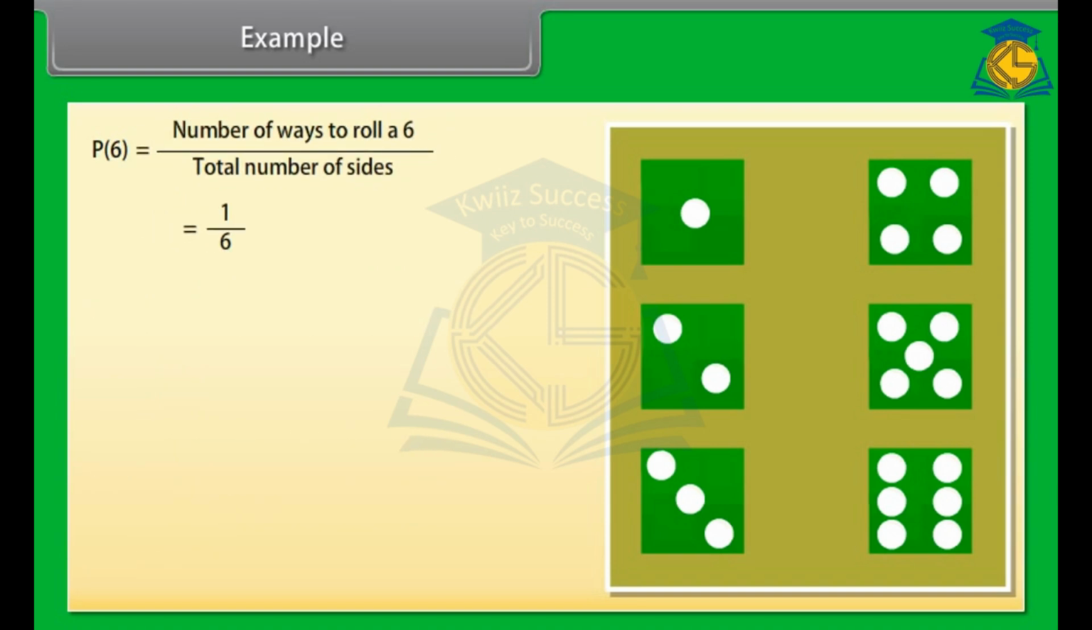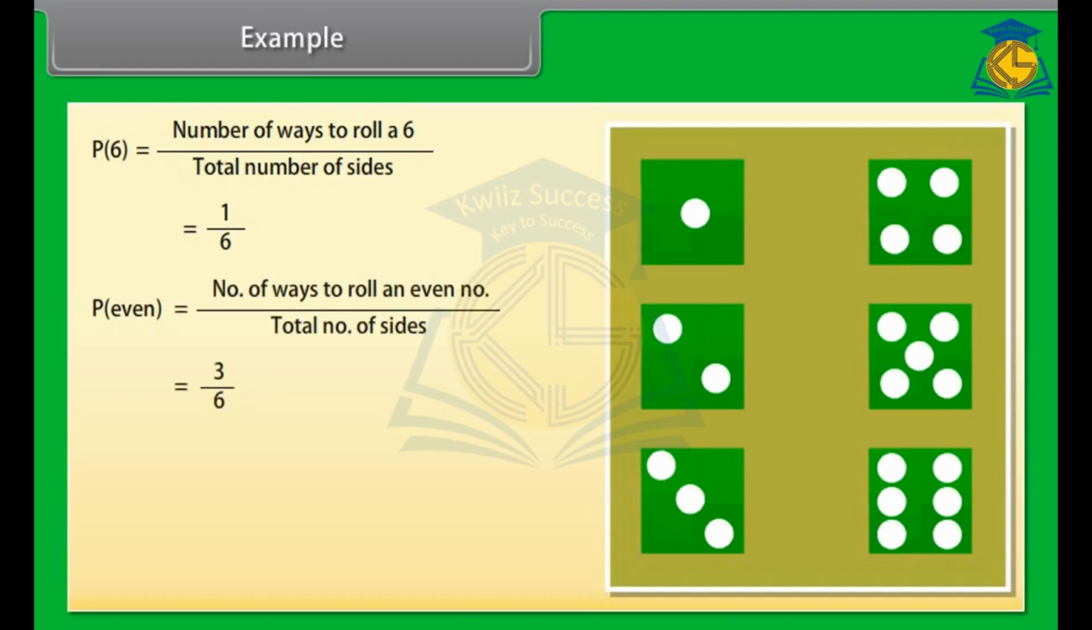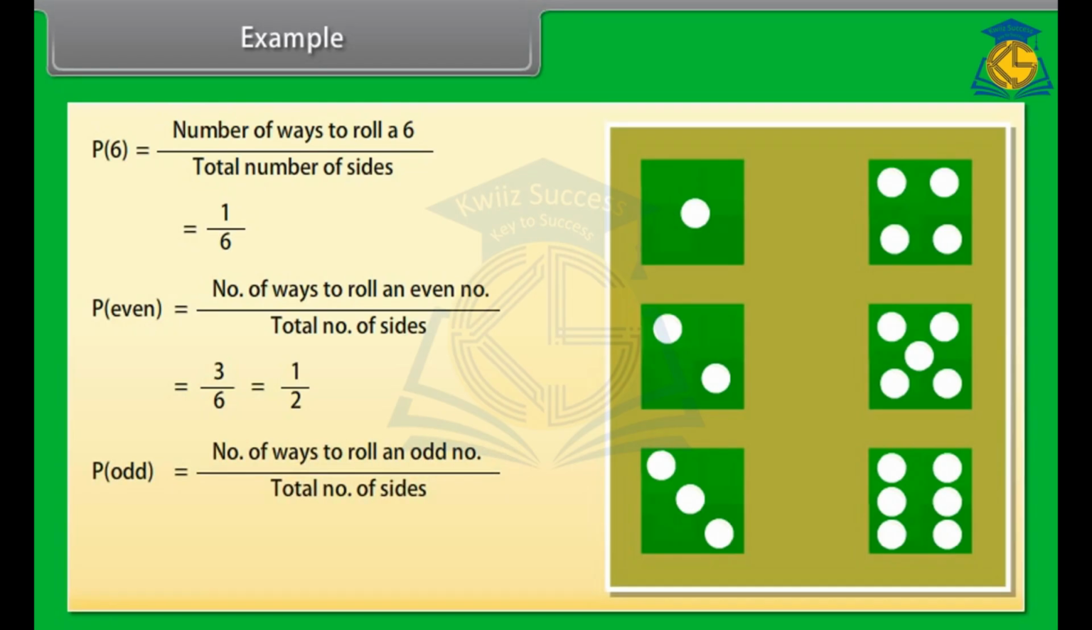Now we can see that the ways to roll an even number is 3. We can find the probability as P(even) is equal to number of ways to roll an even number upon total number of sides, which is equal to 3 upon 6, which is 1 upon 2. And ways to roll an odd number is 3. So the probability is P(odd) is equal to number of ways to roll an odd number upon total number of sides, which is equal to 3 upon 6, which is 1 upon 2.